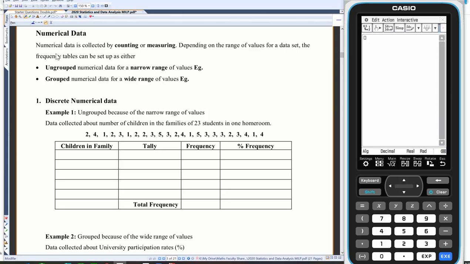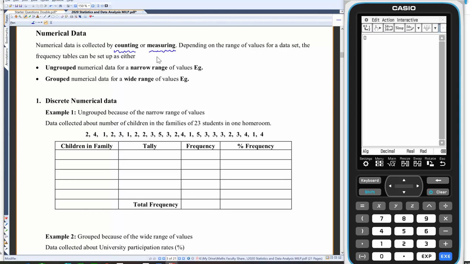Okay, for this video, what we're going to do is start to process some numerical data, and we're going to throw this numerical data into what we call a frequency table. Now, recall that numerical data is collected by either counting something, so counting how many instances of something happened, for example, number of cars in a car park, or number of students in a class, something like that. Or by measuring.